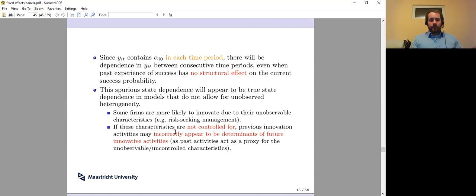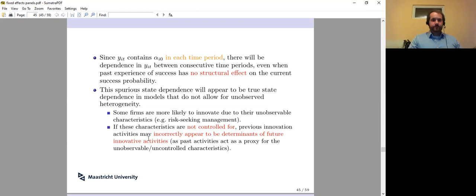Now, if you do not control for these unobserved characteristics like risk-seeking management, then it would look like Google is innovating because it has innovated in the past. So it would look like there is a structural effect of past innovation, because past innovation is actually acting as a proxy for the alpha, for the unobserved characteristics. Okay, quite a lot, I know.